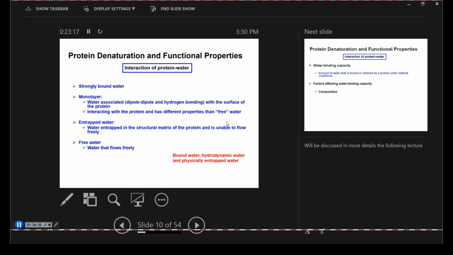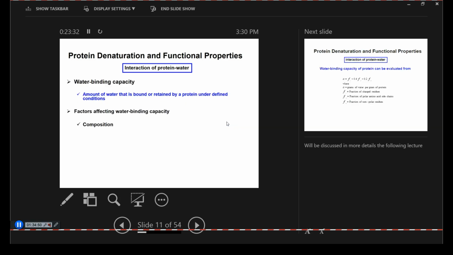Good discussion. So anyway, we have the bound water, we have the hydrodynamic water that is free, free-flowing water, and then the physically entrapped water. So these are the three categories of water.